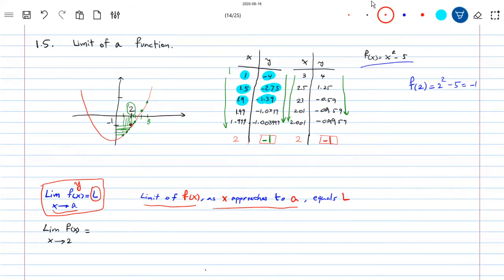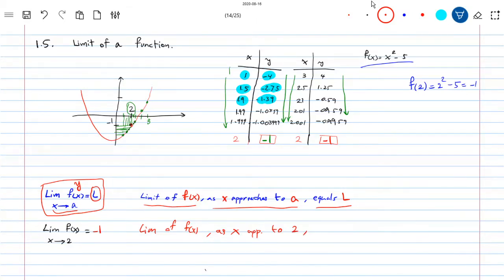That means if, for our example, x is getting close to 2, what do we expect from that? We expect the y values to be something like negative 1. So I can write this here and say the limit of f of x as x is getting close to 2 is negative 1. So this is an expectation. This is like guessing. So we're guessing the limit of f of x as x approaches, in this case, the value of 2.